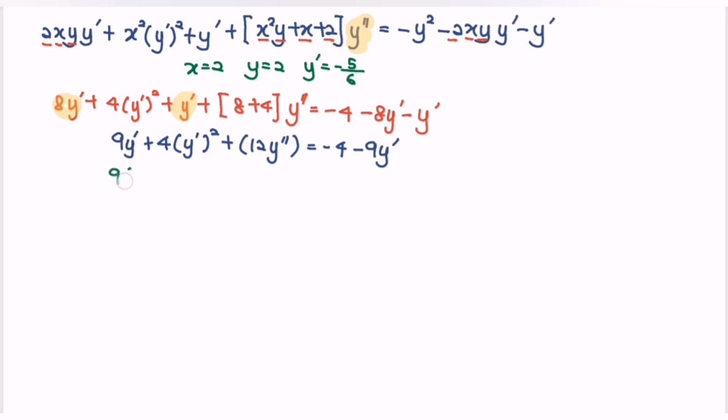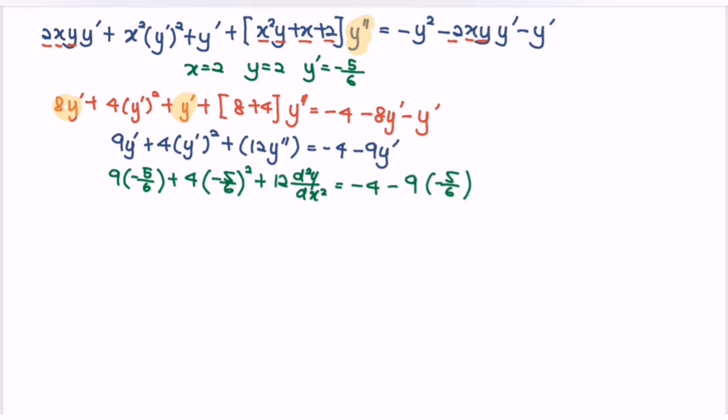So we will have 9 bracket negative 5 over 6 plus 4 bracket negative 5 over 6 squared plus 12 second derivative equals negative 4 minus 9 bracket negative 5 over 6. After we multiply, we have negative 15 over 2 plus 25 over 9 plus 12 second derivative equals 7 over 2. So finally, simplify the situation.